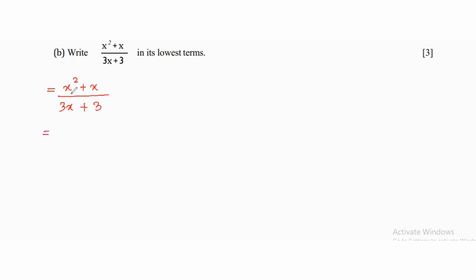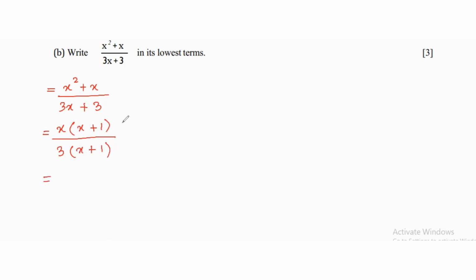If you look at the numerator, x squared and x are the two terms being added. And if you notice, both of them have x in common. So I'm going to take x common, and in the brackets, I'm going to be left with x plus 1. Similarly, in the denominator, we have 3x plus 3. So we have 3 in common. I'm going to take 3 common, and in the brackets, we're going to be left with x plus 1 as well.